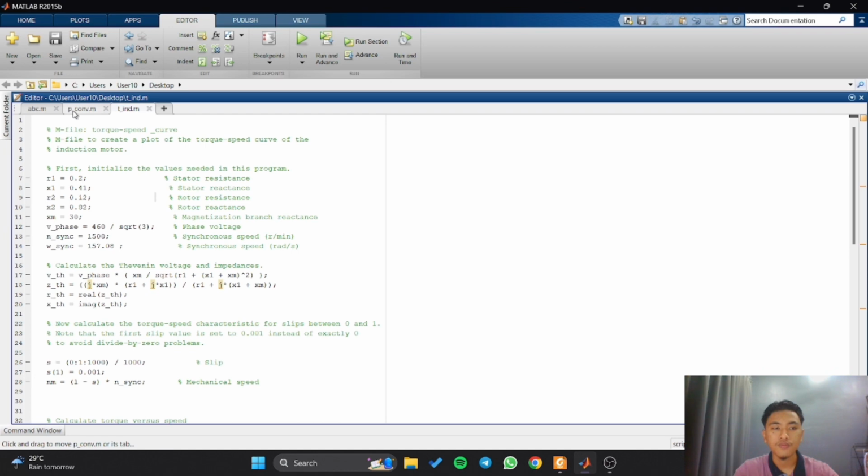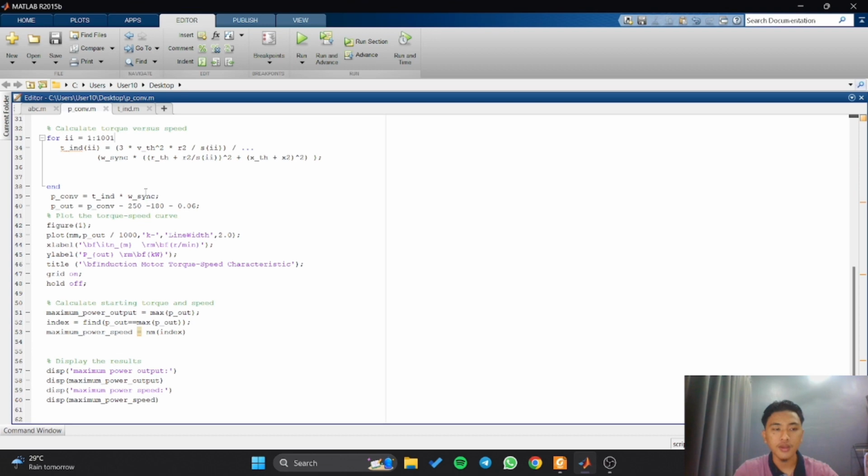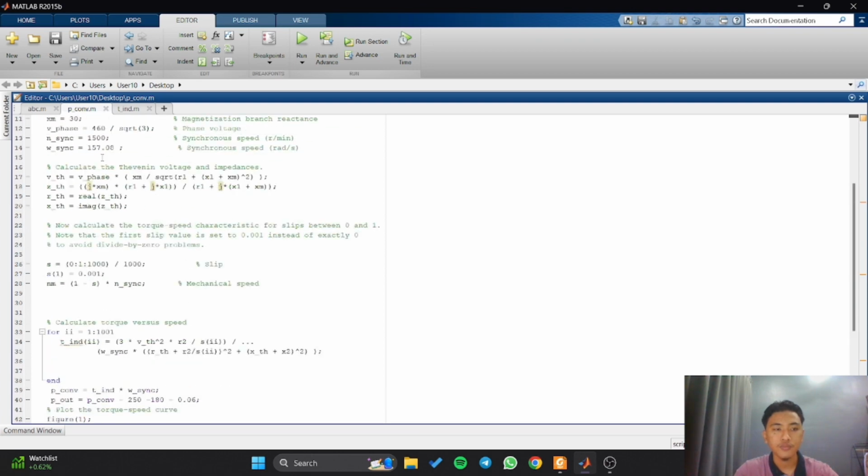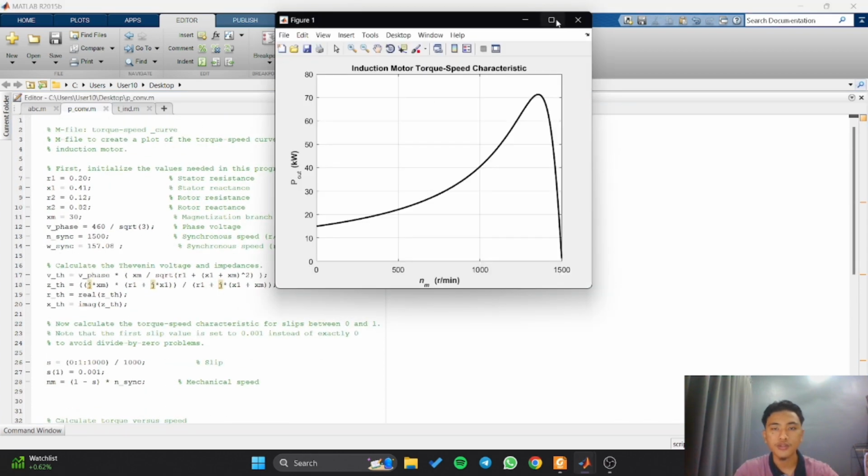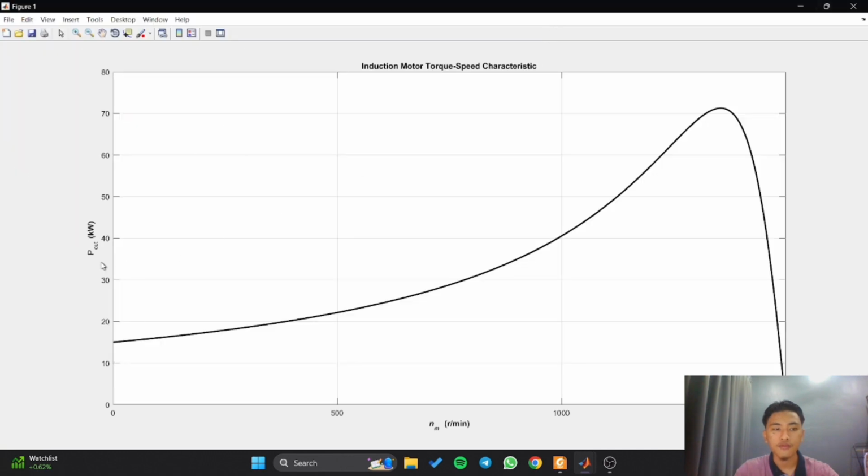So now we're moving to the power of the motor. This is the MATLAB code for the power, where you can see the difference is the formula here, which is P out or P conv, which is induced torque times the motor speed. If we run the simulation, we can see the graph here. This is a graph of output power in kilowatt versus motor speed in RPM.